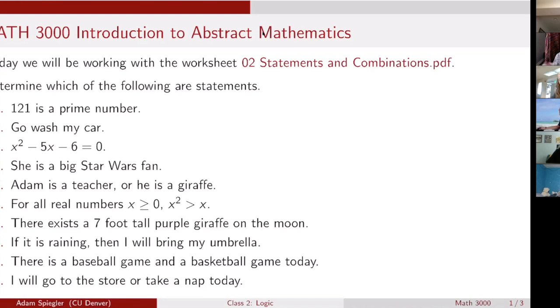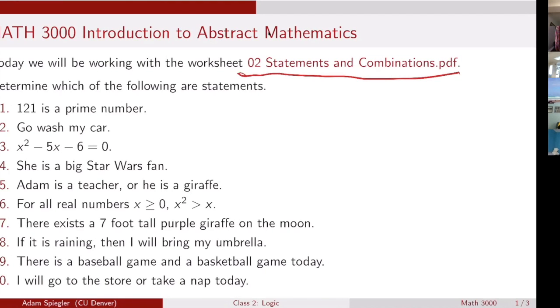Once we get going, as the note here says, we're going to be working with this worksheet today, so that you can find in Canvas. That's posted in Canvas, so it will probably be helpful to have that downloaded or printed out while we're working in Canvas together.